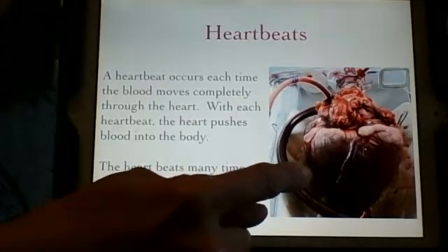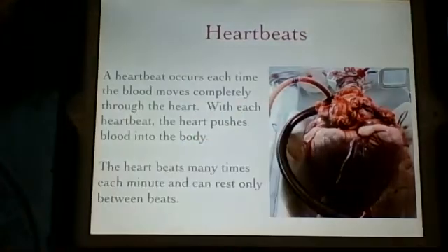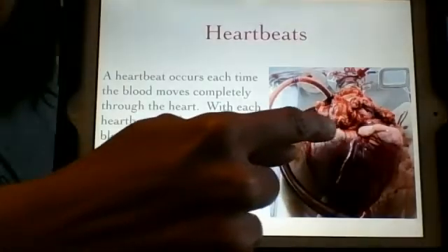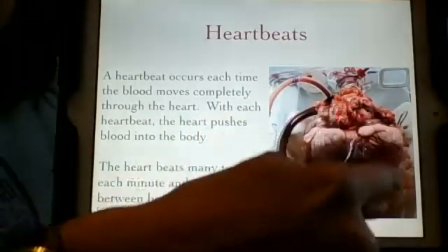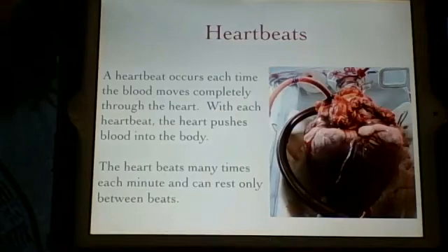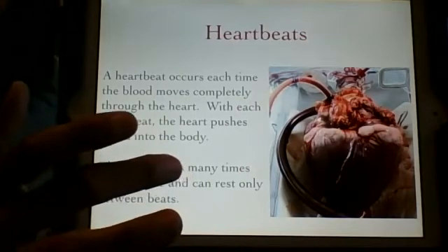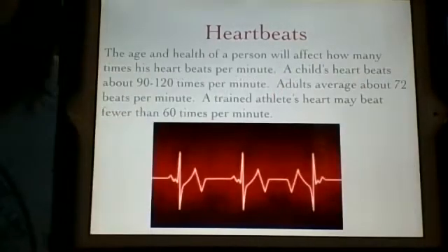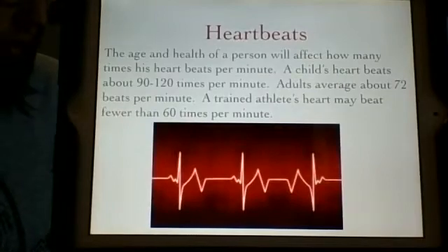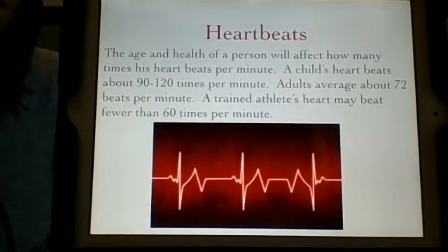So here's our real heart. This is actually a picture taken from the video that you'll be watching. And you can see the little shape of how we get our heart shape. Our drawings aren't as bloody. The heart beats many times each minute and can rest only between beats.